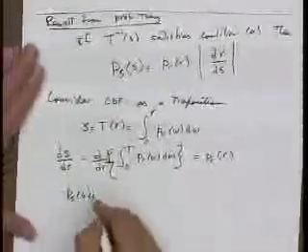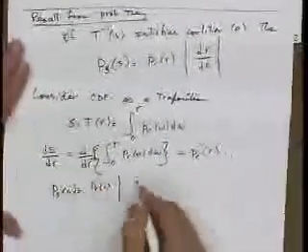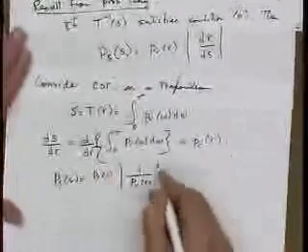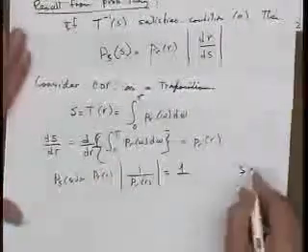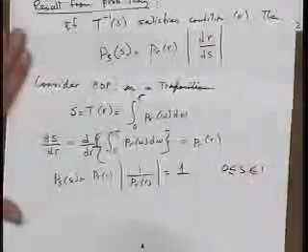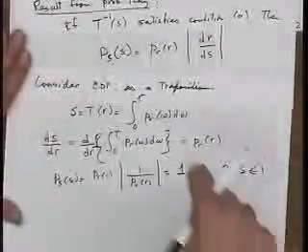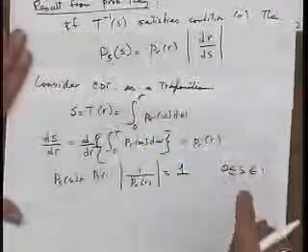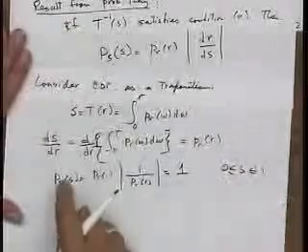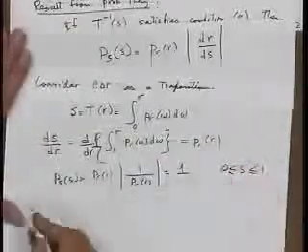I get p sub s of s is p sub r of r times 1 over p sub r of r, which is just 1 for s between 0 and 1. So what does it say? It says if we apply this transformation, the output is going to have a probability distribution function that's uniform.